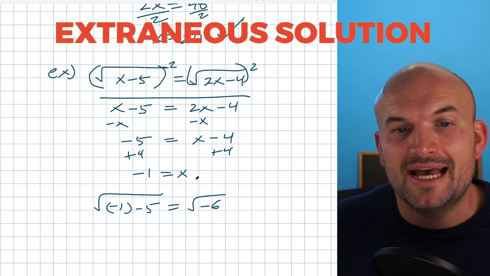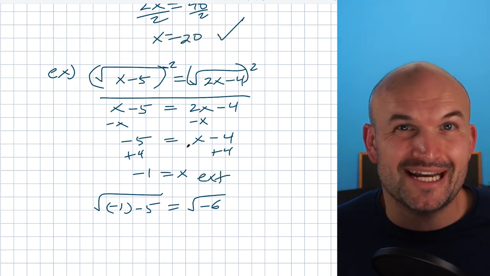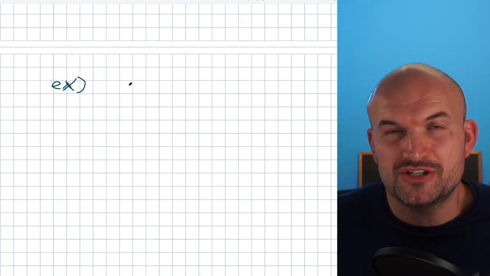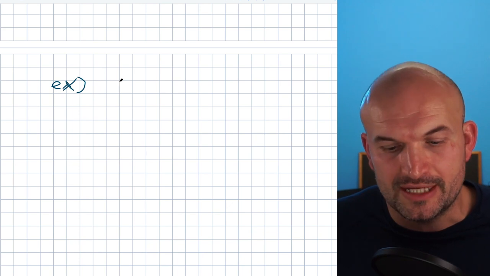That is what we call an extraneous solution. So just be careful. Make sure you're always checking your work once you get some answers. Now, another example that we could bring in is using, again, inverse operations with the cube root or rational power.